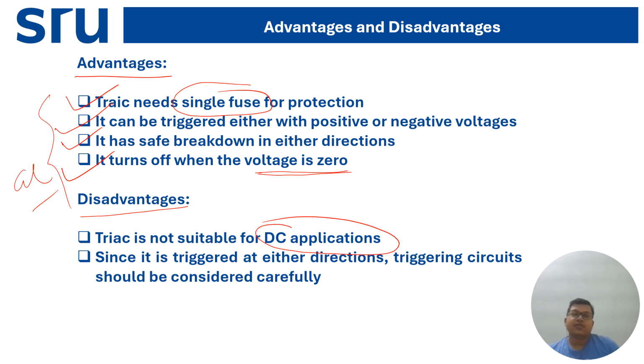Another disadvantage of TRIAC is that since it is triggered in either direction, triggering circuits should be configured carefully. The triggering circuit is generally very specific, but here it can trigger anyway. So you have to choose the parameters of the triggering circuit, basically its components, very carefully, so that it will be useful for TRIAC triggering. So these are the advantages and some disadvantages of TRIAC.